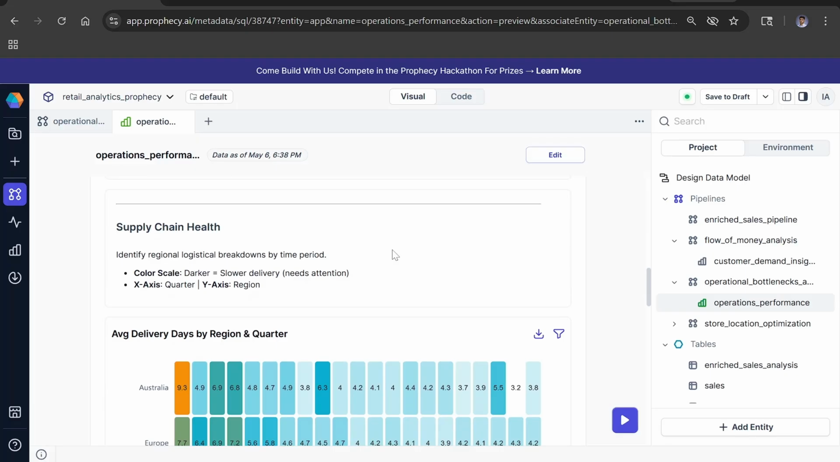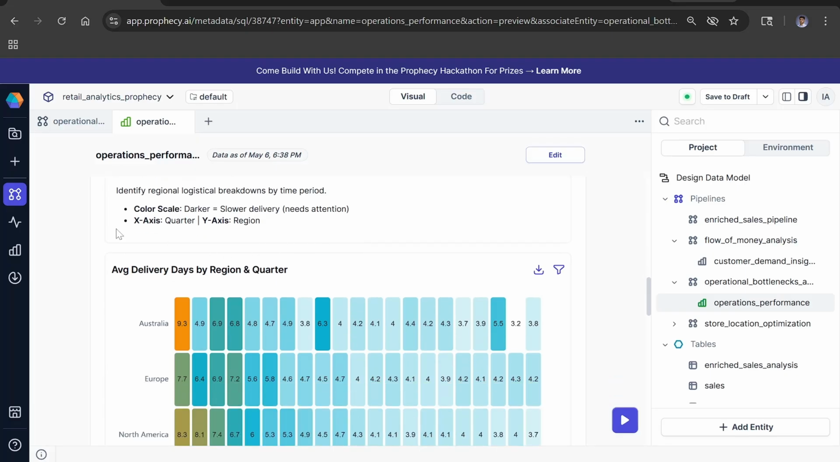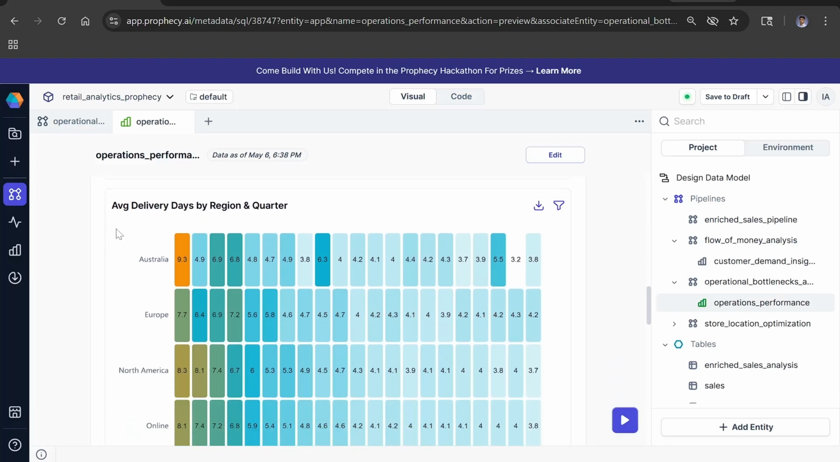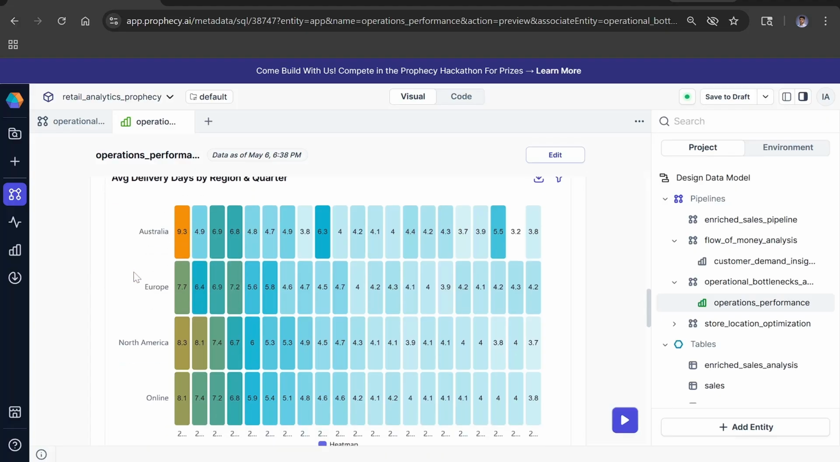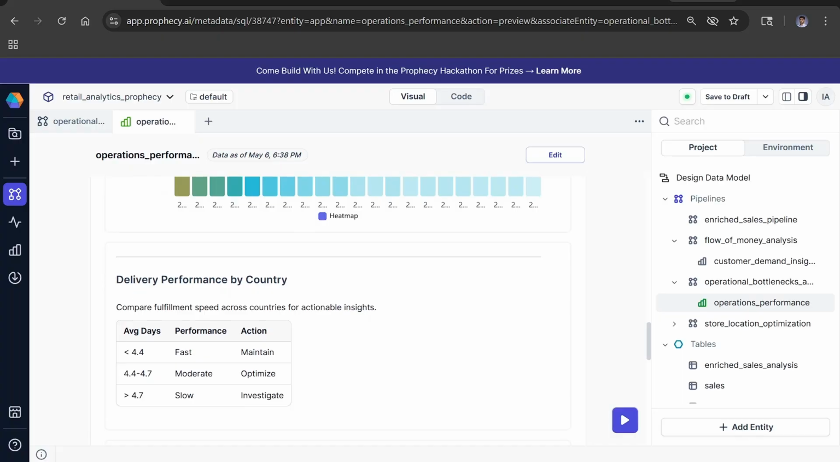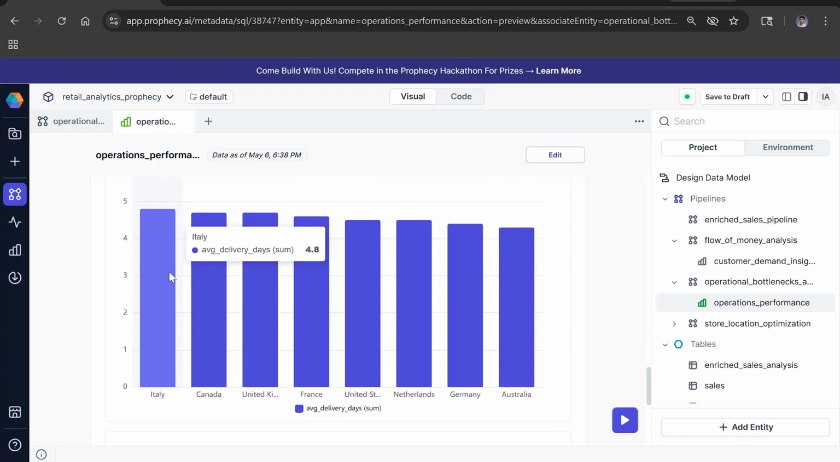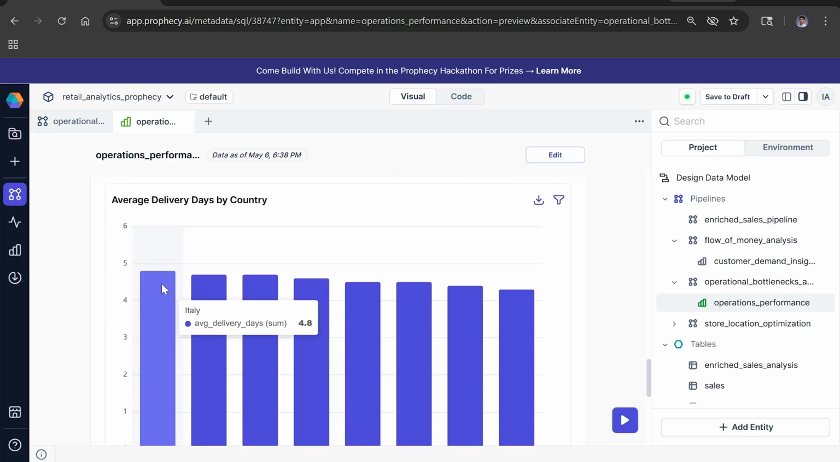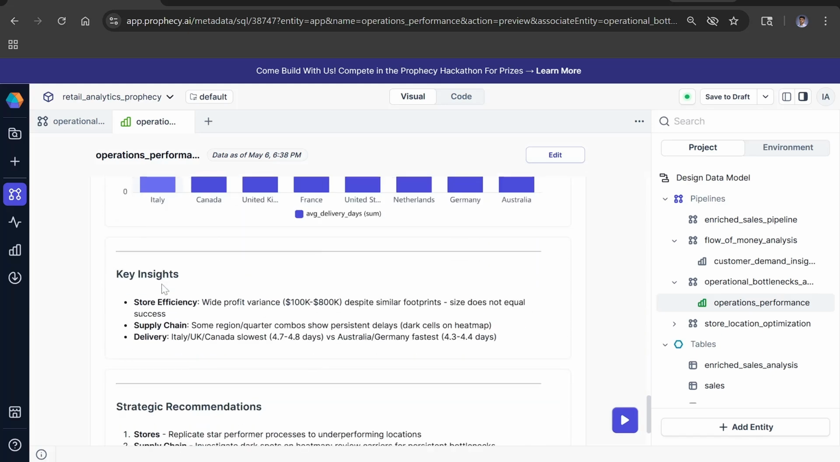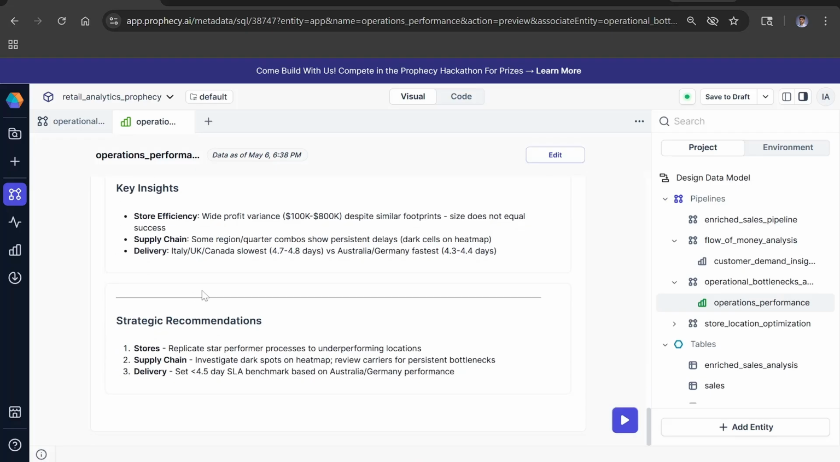Next, supply chain health metrics, which shows average delivery days by region and quarter. We can see Australia in the first quarter of 2016 has an average delivery day of 9.3, which is not good and needs to be investigated. And there's a delivery performance by country bar chart. In this we can see Italy has an average delivery day of 4.8, and there are some key insights and strategic recommendations for this dashboard as well.